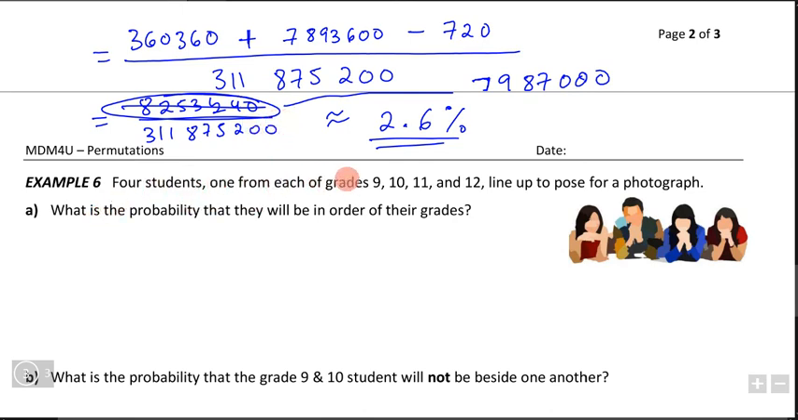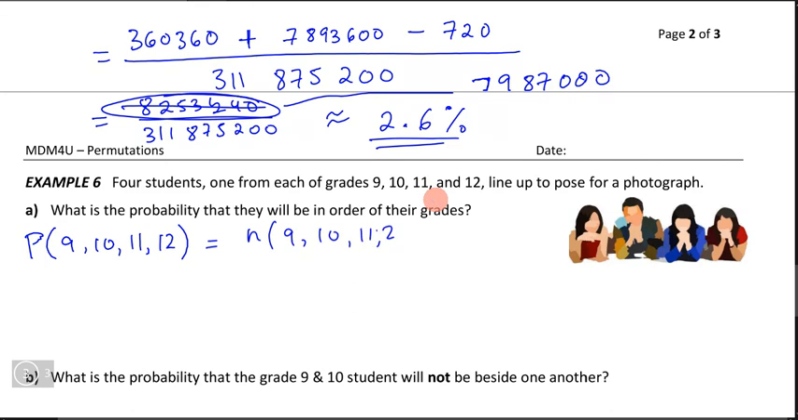All right, example number 6. 4 students, 1 from each grades 9, 10, 11, and 12, line up to pose for a photograph. What is the probability that they will be in order of their grades? So the probability of the event 9, 10, 11, 12 in that order, is equal to the number of ways you can arrange 9, 10, 11, and 12 divided by the total number of ways.